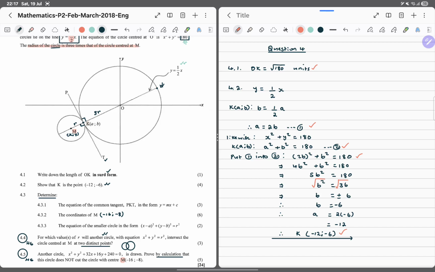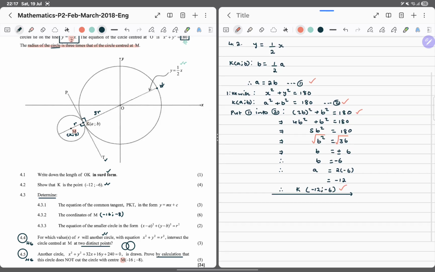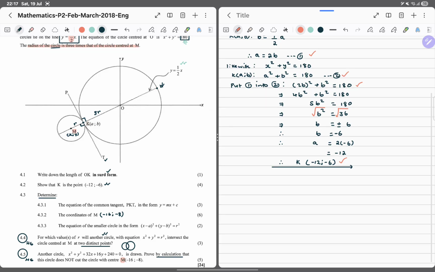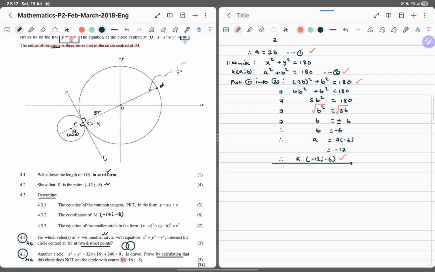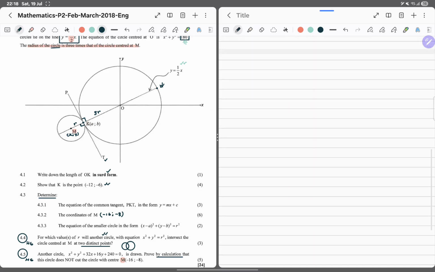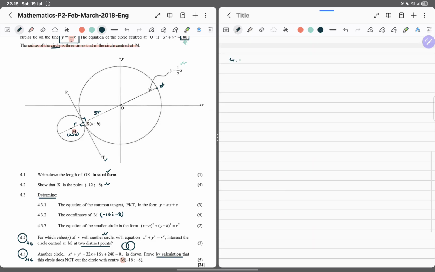So we have the coordinates of K. Great. So we have now 4.3. Maybe let's just start 4.3 on a new page. So 4.3.1, we need to determine the equation of the common tangent, okay?